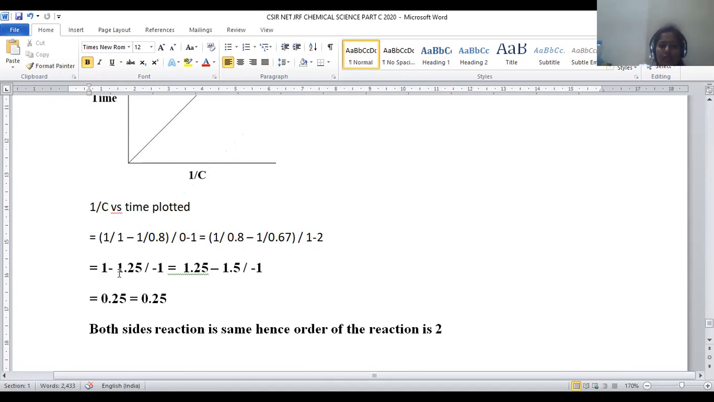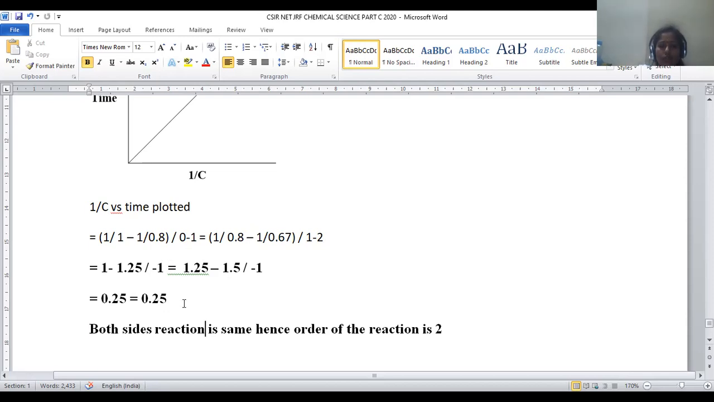So if we do this calculation, what happens? 1 by 1 will become 1 only. 1 by 0.8 value will be 1.25, by 0 minus 1, nothing but minus 1. 1 by 0.8 is 1.25. 1 by 0.67 will be 1.5, by 1 minus 2, it will be minus 1. The minus 1 gets cancelled. So 1 minus 1.25 is nothing but 0.25, is equal to, here also the same value, 0.25.